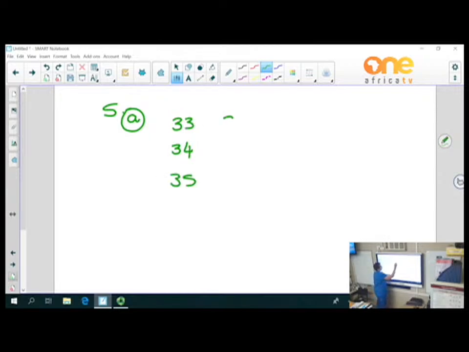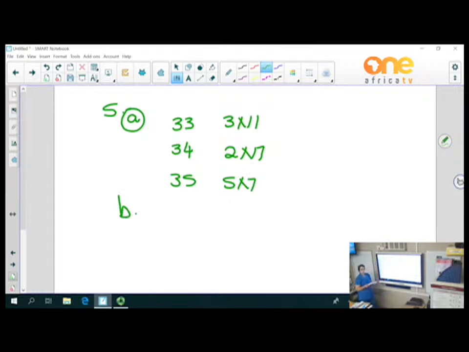So 33 is 3 times 11. Those 2 numbers are prime numbers. 34 is 2 times 17. They are also prime numbers. And then 35 is 5 times 7. That makes them semi-prime.